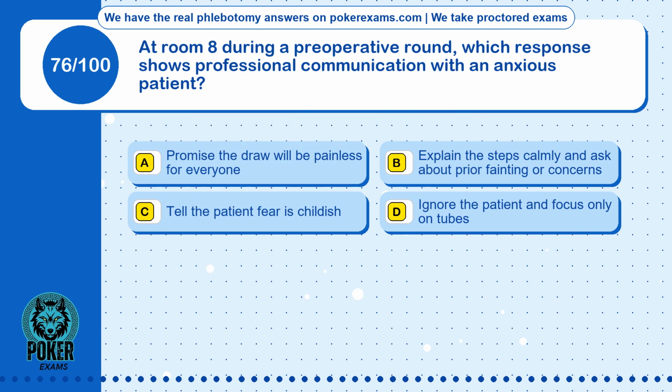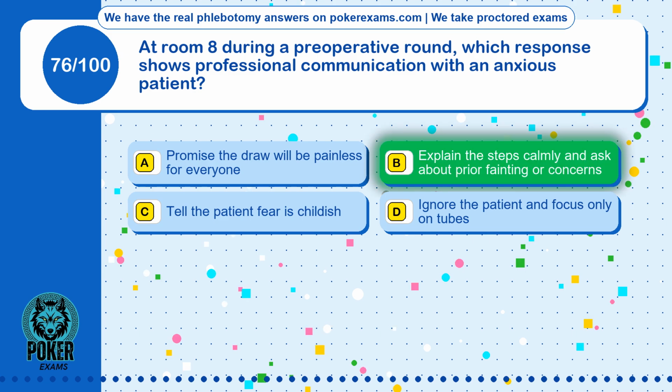Question 76. At room 8 during a preoperative round, which response shows professional communication with an anxious patient? Option A, promise the draw will be painless for everyone. Option B, explain the steps calmly and ask about prior fainting or concerns. Option C, tell the patient fear is childish. Option D, ignore the patient and focus only on tubes.